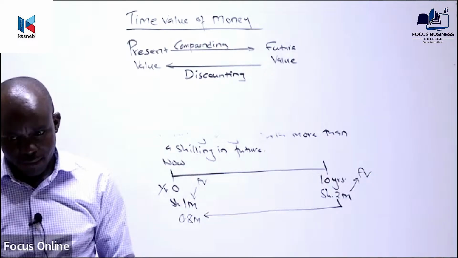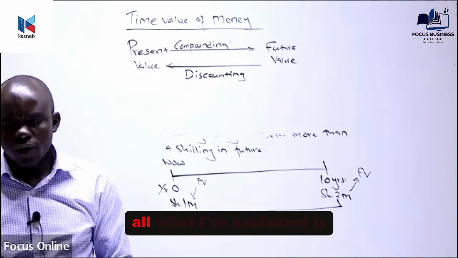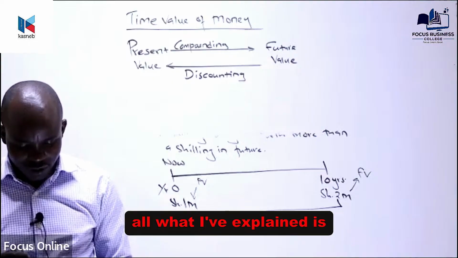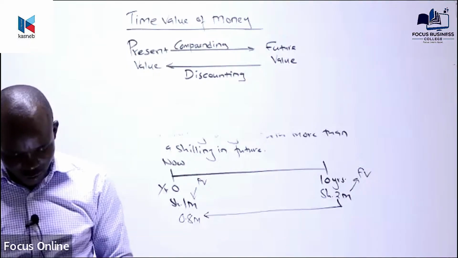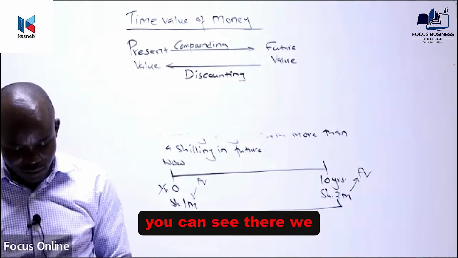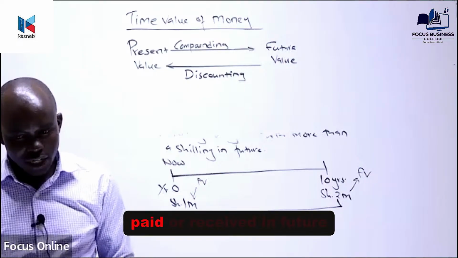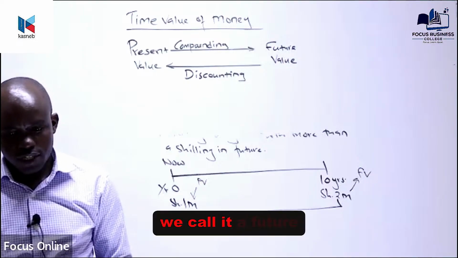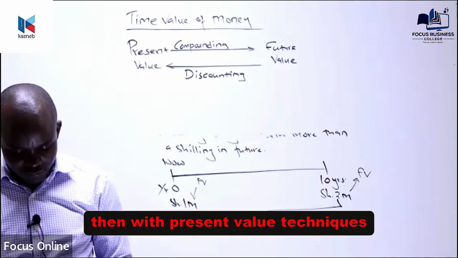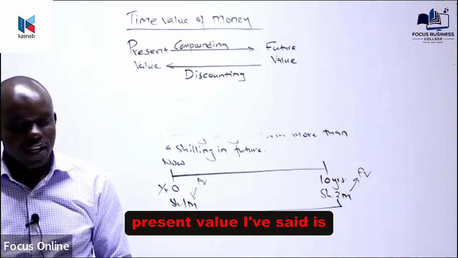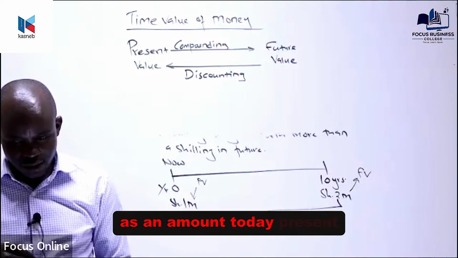All what I've explained is what you can find there. Future value techniques. You can see there we have future value. That is what I've explained. An amount that will be paid or received in future, we call it a future value. Then we have present value techniques. Present value, I've said, is an amount today.